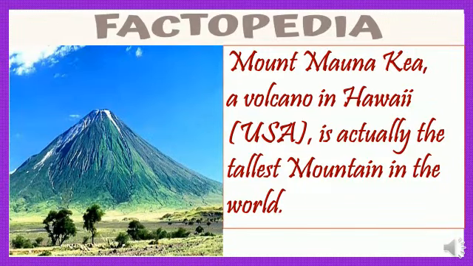Now let's move to the Factopedia. Factopedia, the actual fact discovered by scientists. If you can recollect, you have learned that the highest mountain is, tell me, Mount Everest, right? But is it the real fact? We'll read now. Mauna Kea, a volcano in Hawaii, which is in the USA, is actually the tallest mountain in the world, not Mount Everest. We'll see why and how this is the tallest mountain.